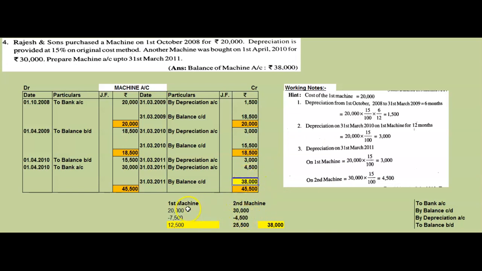In this 38,000, the values of both machines are included. How? I have shown it. First machine: 20,000 minus 7,500. 7,500 is the accumulated depreciation of 3 years; we got it as 3,000 plus 3,000 plus 1,500. So the value of our first machine is 12,500. The second machine, which is purchased in this year only, has a value of 30,000. 30,000 minus 4,500, how much have we got? 25,500. If we add these two, 12,500 plus 25,500, we get 38,000. So practice these problems thoroughly.